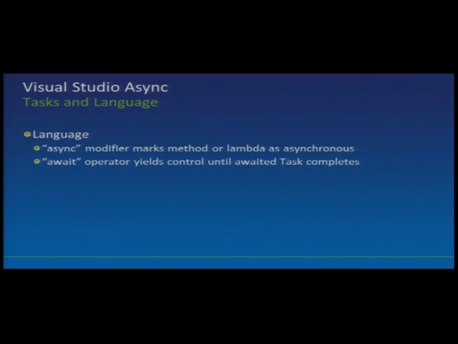The async keyword tells the compiler that this is not an ordinary method. This is a method that needs to be rewritten so that it runs asynchronously, so it needs to be broken up into this state machine. And if you await a particular task, it tells the compiler that the rest of this method needs to be scheduled as a continuation after the task, and the method needs to return right away.